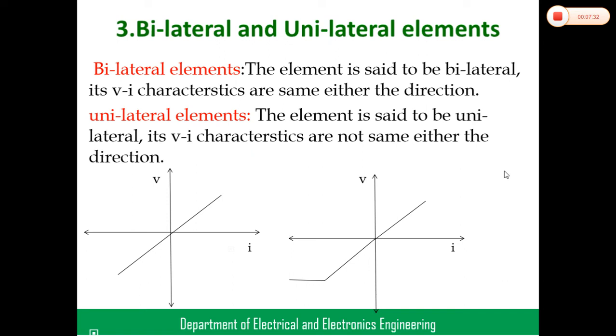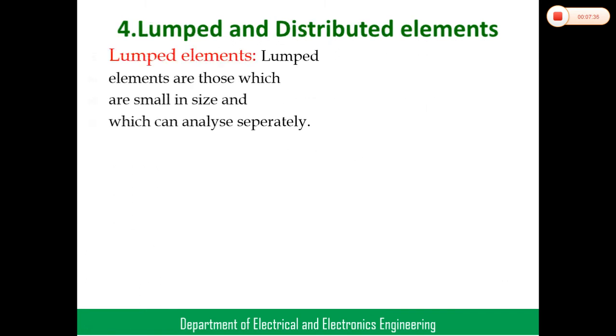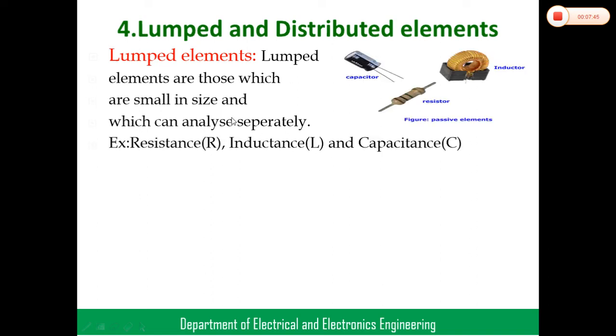Okay, coming to the next and last one, lumped and distributed elements. Lumped elements are those which are small in size and which can be analyzed separately, right? Examples for lumped elements are resistance, inductance, and capacitance. What is meant by lumped elements? Clearly, lumped elements are those which are small in size, and which can be analyzed separately. The point is, which can be analyzed separately.